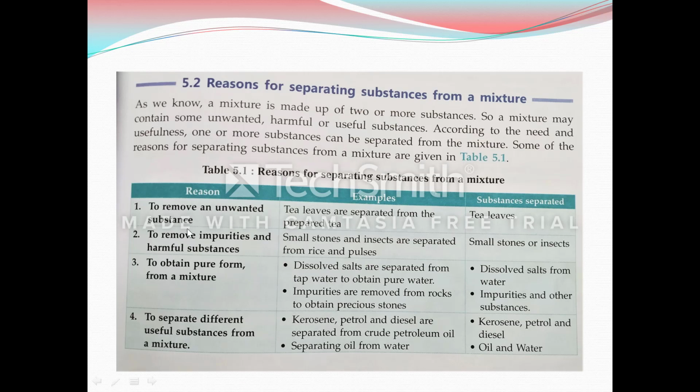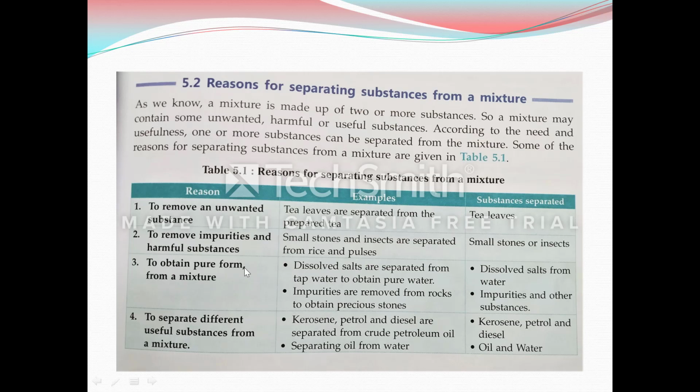First, to remove an unwanted substance. Example, tea leaves are separated from the prepared tea, and the substance being separated is tea leaves. Second, to remove impurities and harmful substances. Examples, small stones and insects are separated from rice and pulses. You don't want stones and insects when the food is prepared, so you separate stones and small insects from it, and the substances separated are small stones or insects.